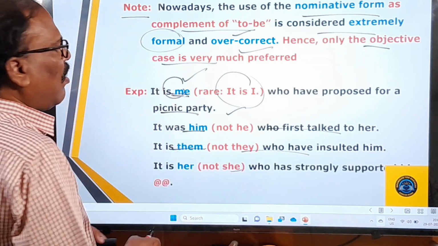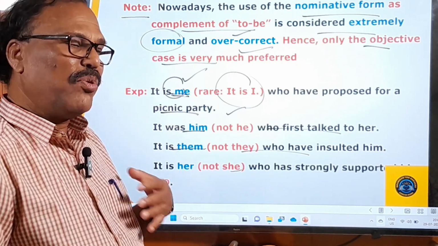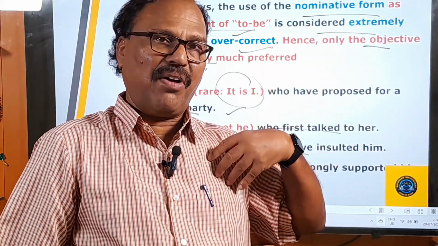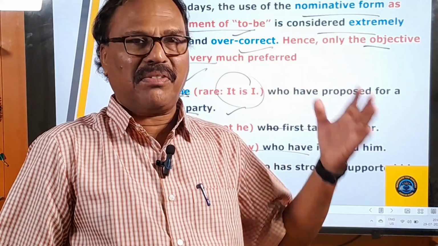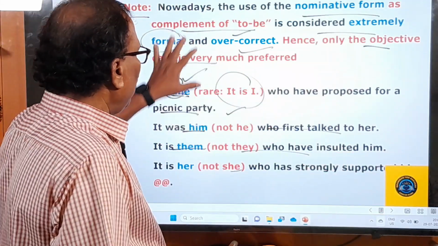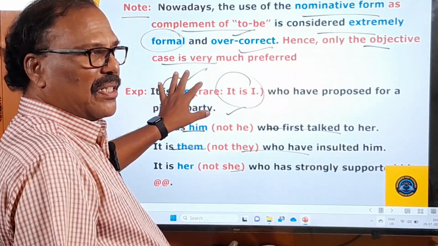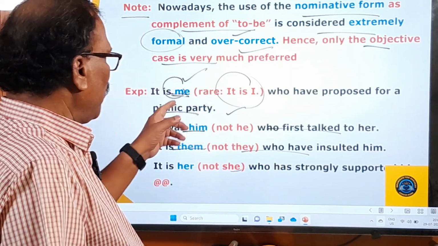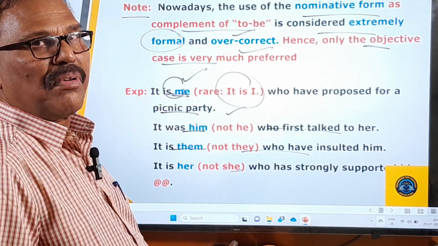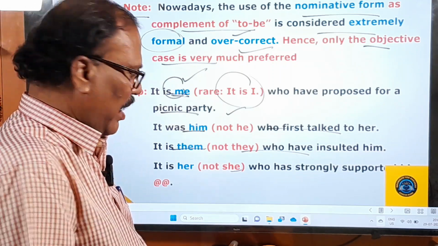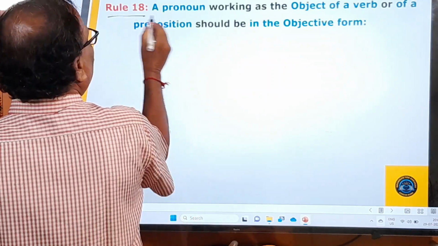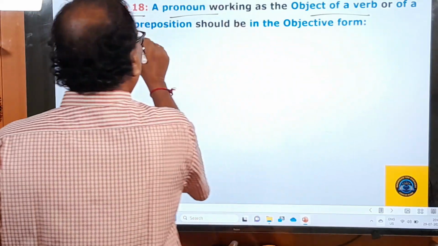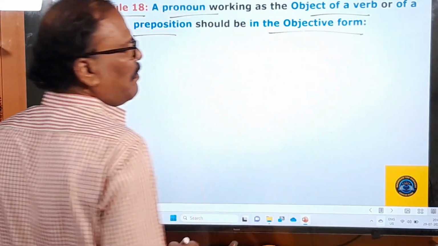So these are all there in all these examples. You understand that you can use an objective case pronoun after the be form only in spoken English and modern English, but strictly grammatically speaking, you should use only the subjective case or nominative case pronouns, right? Rule 18: a pronoun working as the object of a verb or of a preposition should be in the objective form.